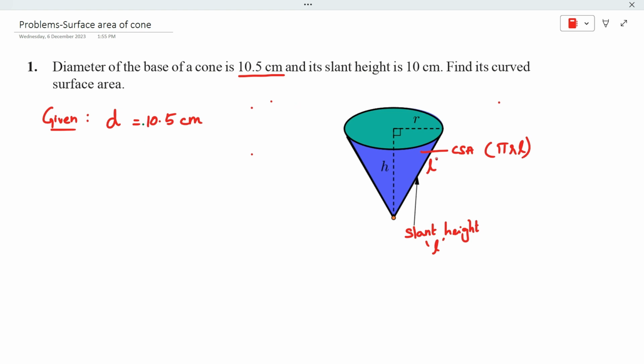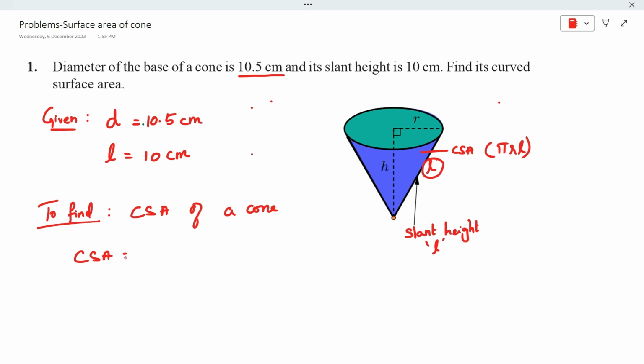So slant height is represented by the letter L. So that is 10 centimeter. Find its curved surface area. So they are asking me to find CSA of a cone. So what is the formula? In order to find CSA of a cone, we have derived the formula as pi r l square units.